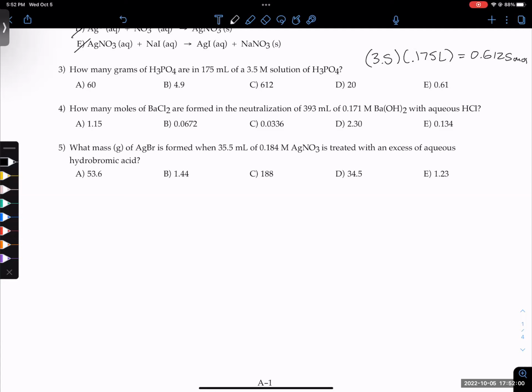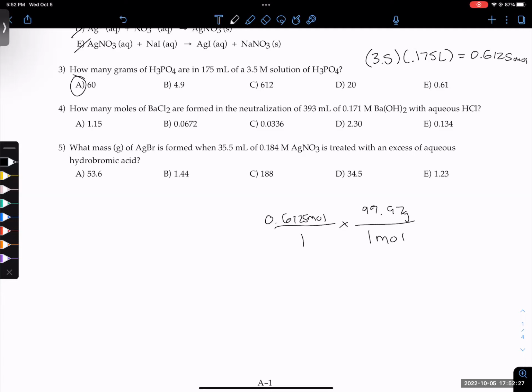Because you want to cancel out. So I'll bring it down here so you can see what I'm doing. 0.6125 moles. We want moles to cancel out. So 1 mole equals 97.97 grams. And times 0.6125, I get an answer of 60 grams, which is A.